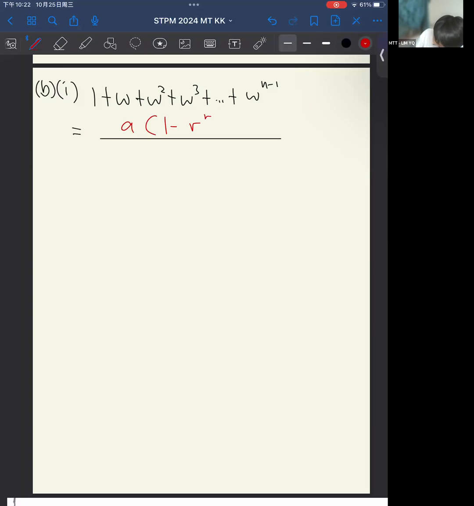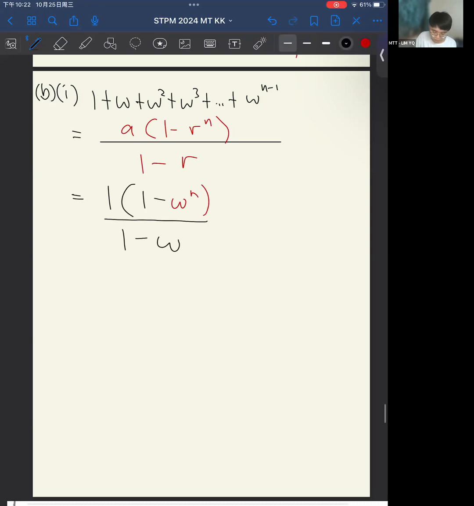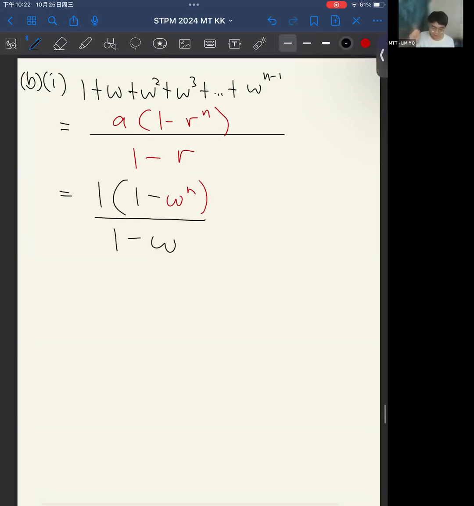A times 1 minus R power n over 1 minus R. Remember why? Because I have n terms. Here also we have n terms, even though here it is W power 1, you have n terms over here. So your A is 1, 1 minus your R. What is your R? R is your W, correct? W power n, divided by 1 minus W. You want to show that this one equals 0.